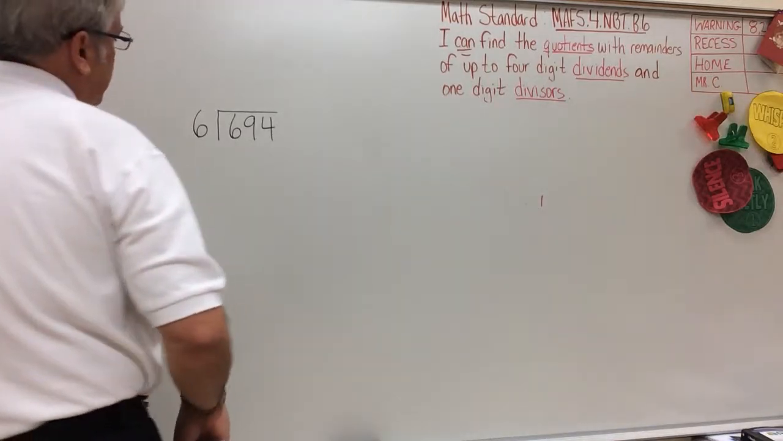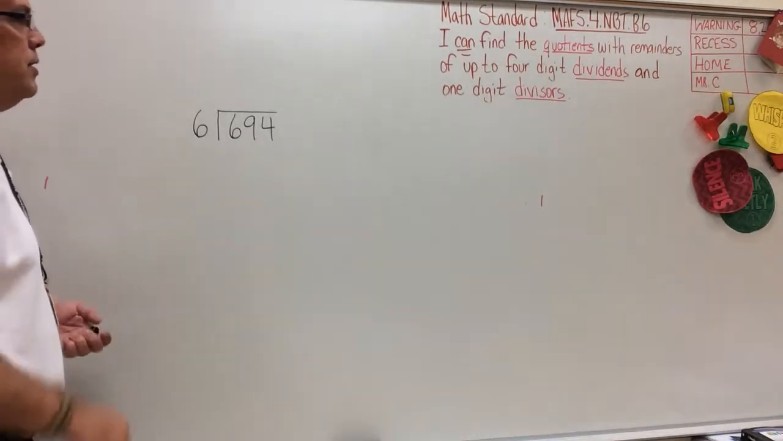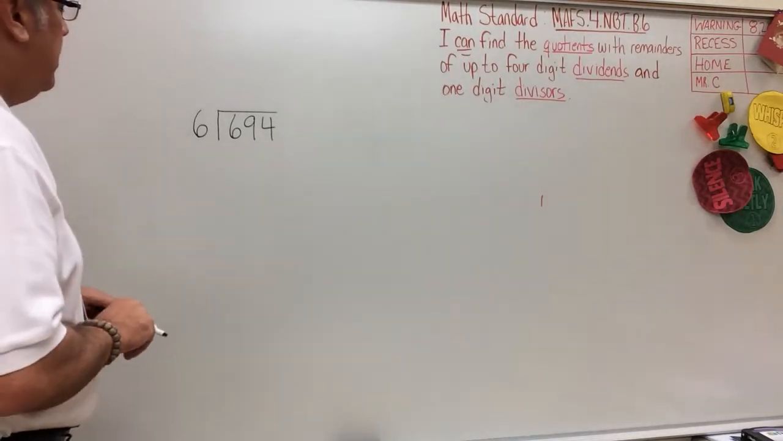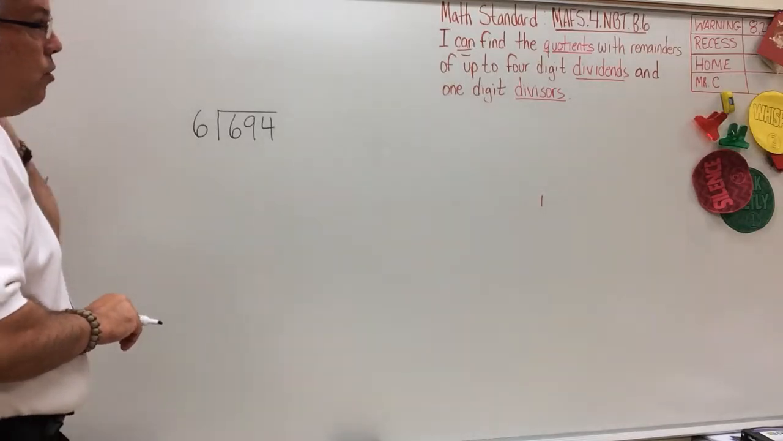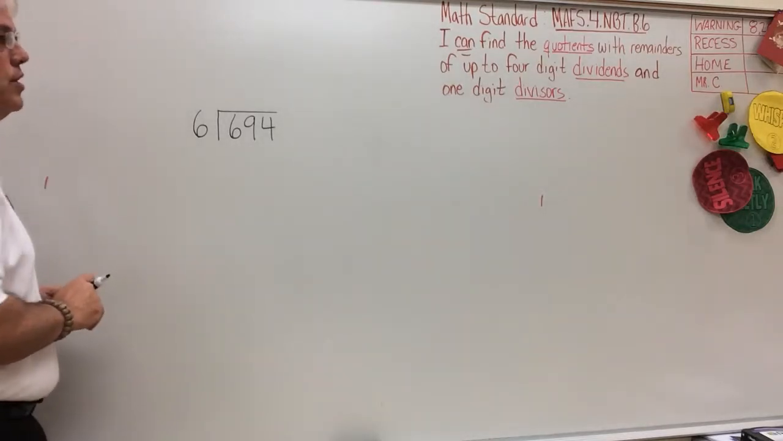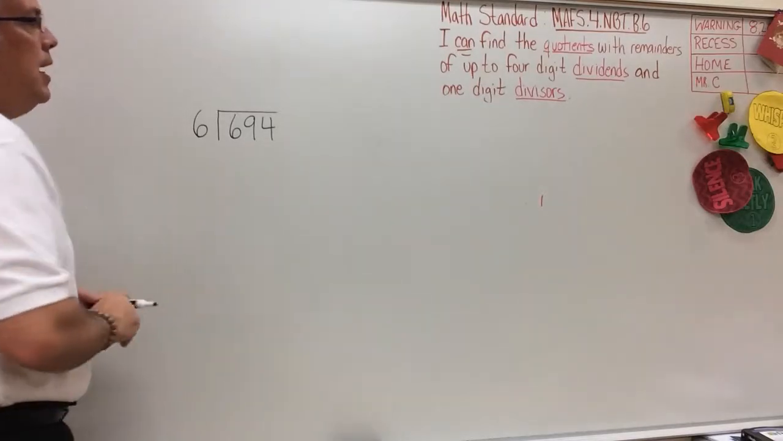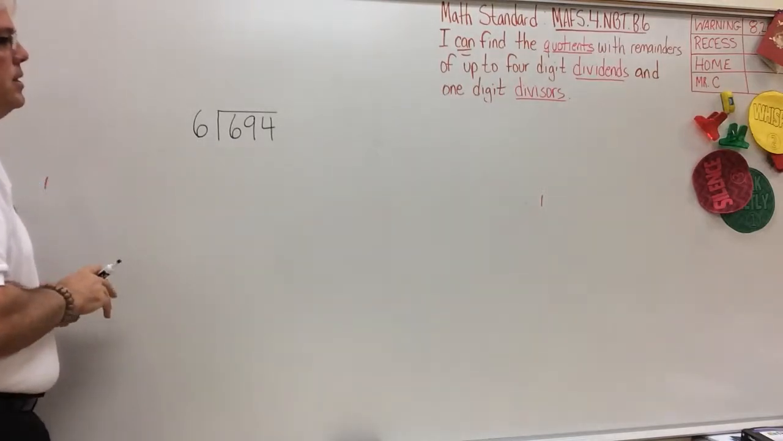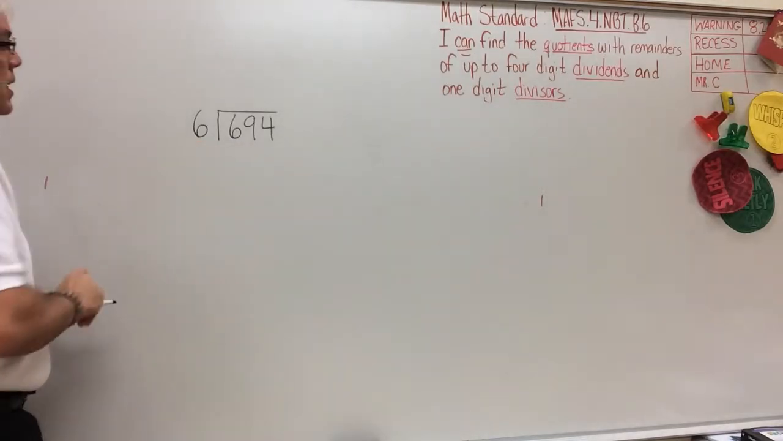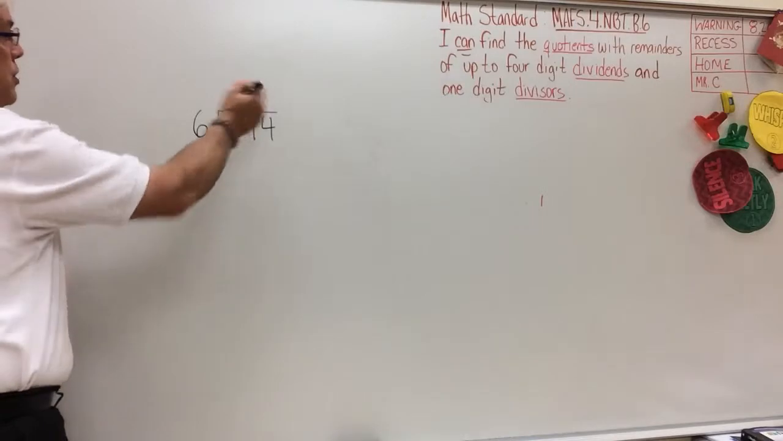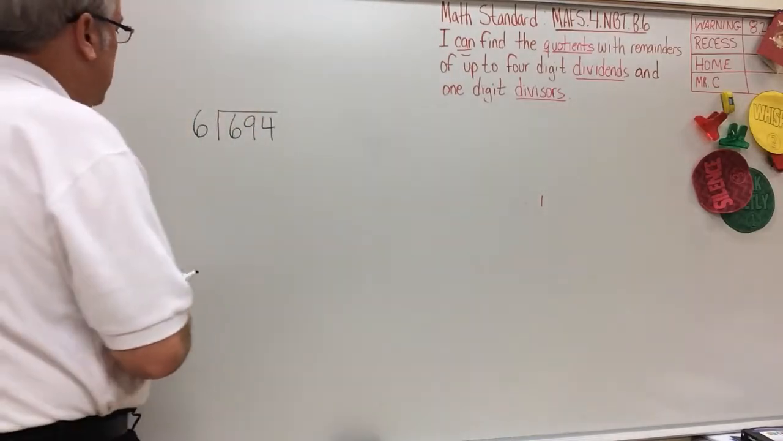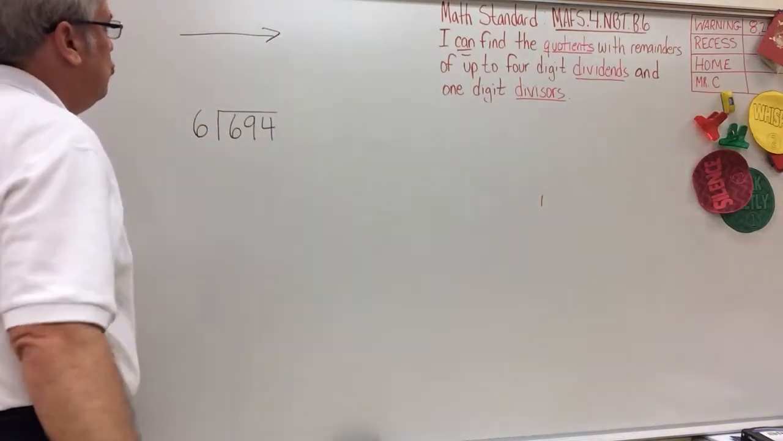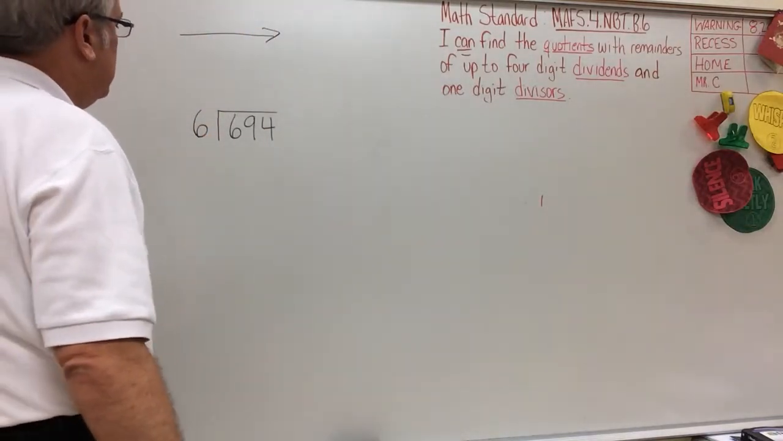Ladies and gentlemen, we're going to go ahead and begin the process of dividing 3 and 4 digit numerals. In the standard, it says I can find the quotients with remainders of up to 4 digit dividends and 1 digit divisors. Remember, the dividend is the number inside of the doghouse and the divisor is on the outside, and then our quotient is of course the answer that we're going to be getting.